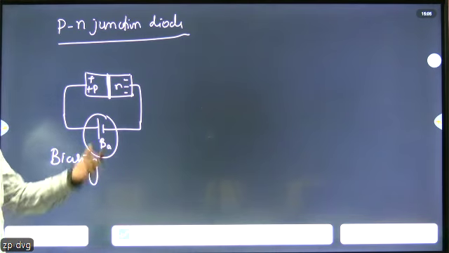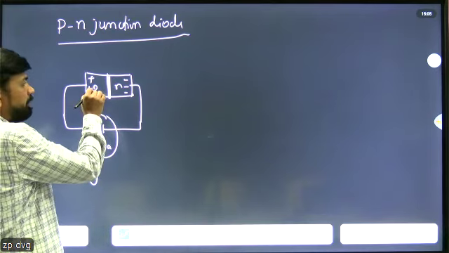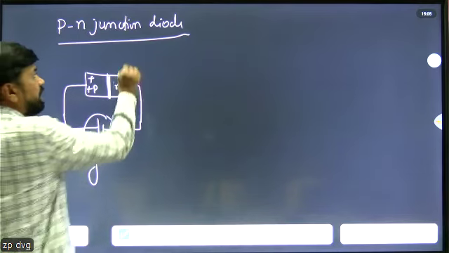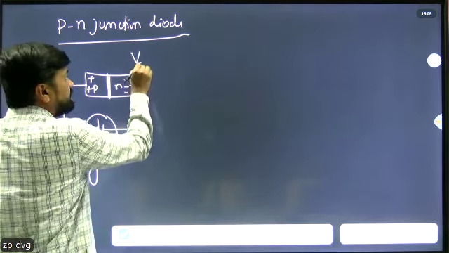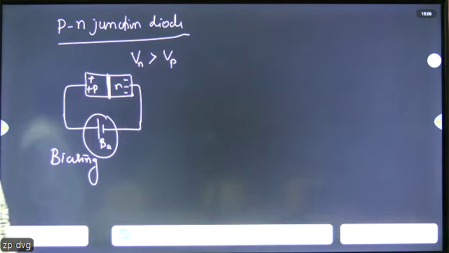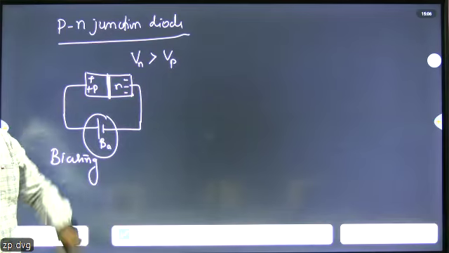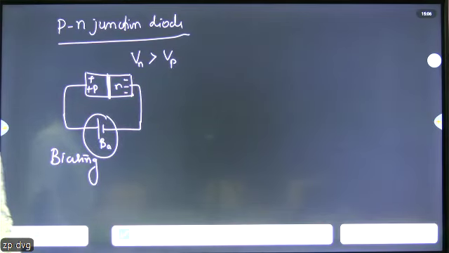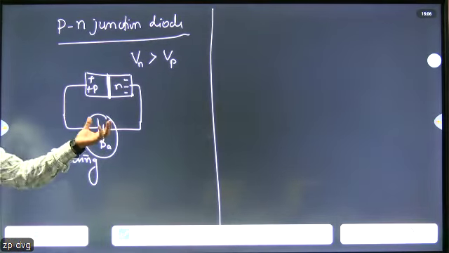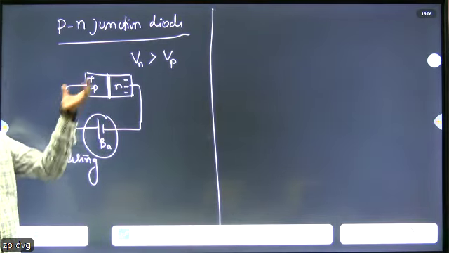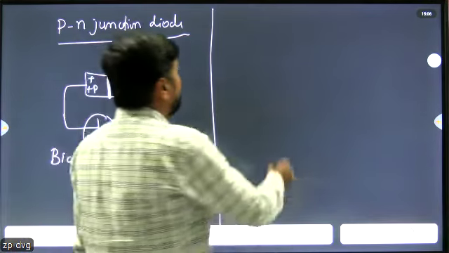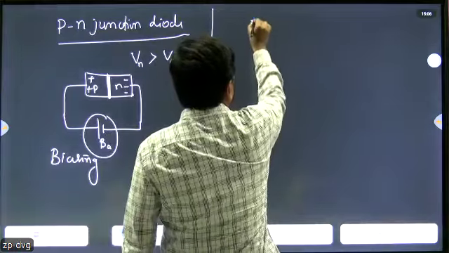Before biasing, what happens to the potential at the P side and N side in an unbiased diode? Inside, the potential at the N side is always greater than the potential at the P side. Whenever the PN junction diode is connected to an external potential difference like a battery, the diode is said to be in biasing. There are two types of biases.